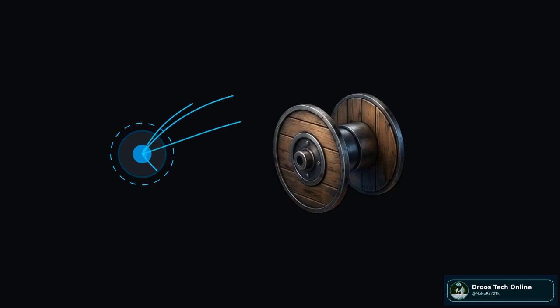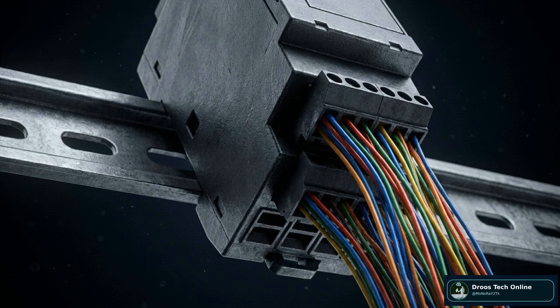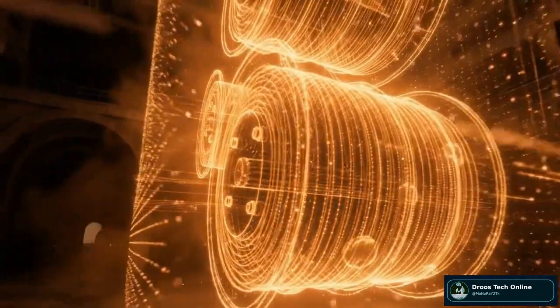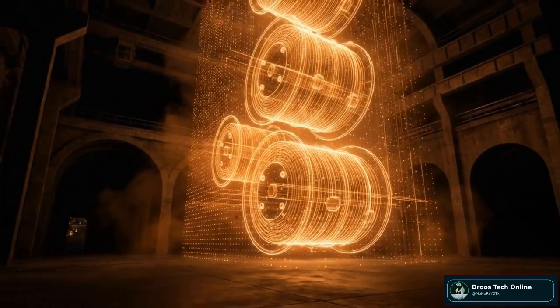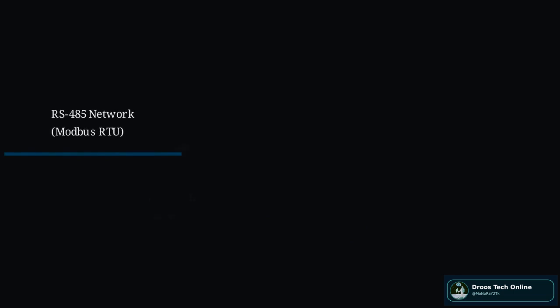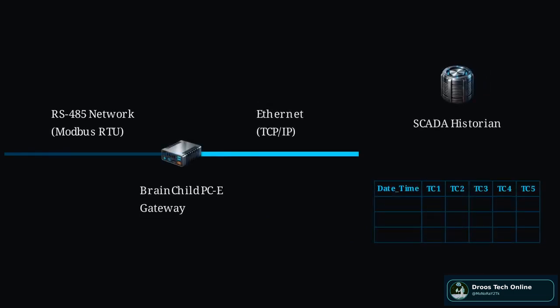Zooming in to the micro level, each node splits into 5 dedicated thermocouples, labeled TC1 through TC5, wrapped directly around the individual cable drums. BrainChild distributed I/O modules capture these raw thermal energy readings and digitize them at the source. This dense, localized hardware array transforms the degassing room from an opaque black box into a highly resolute, measurable thermal grade.